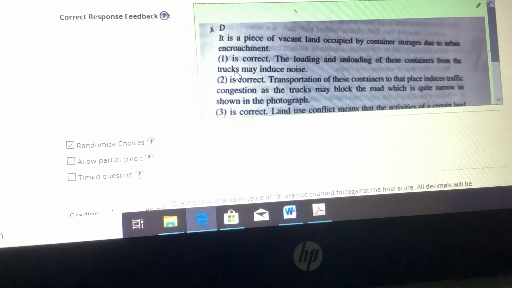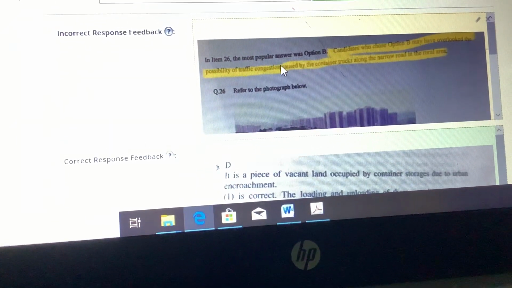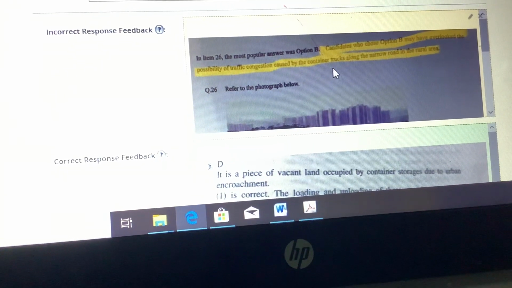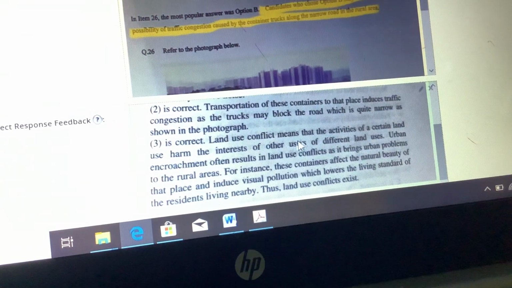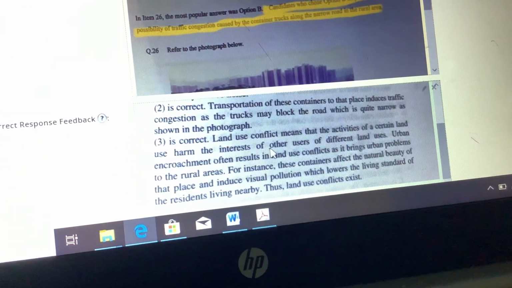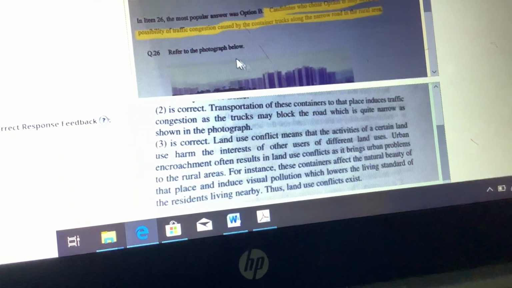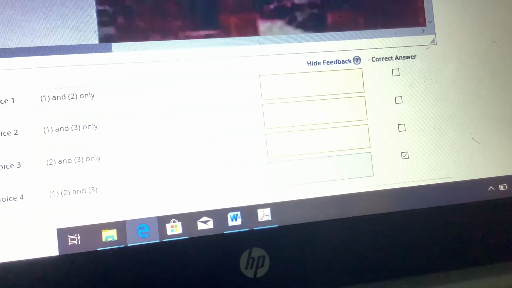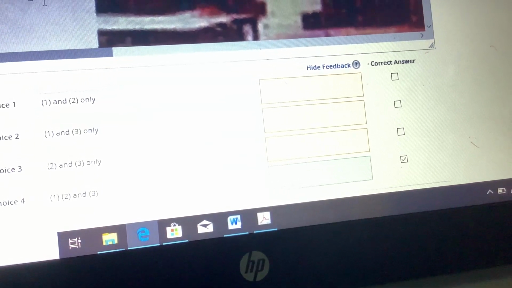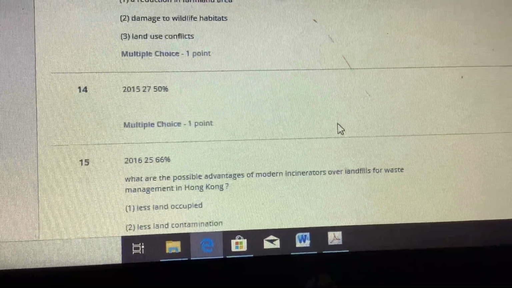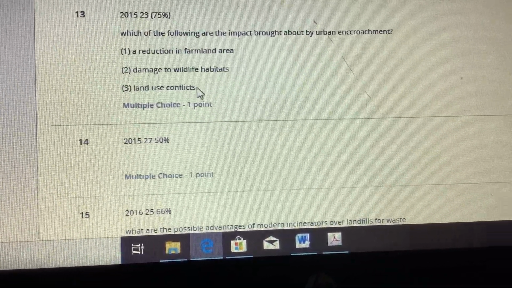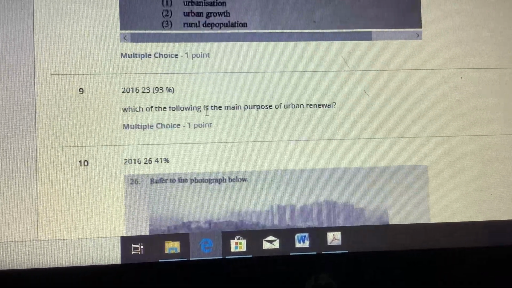Oh, because I thought that land use conflict is about the old building. But generally you can see here that land use conflict means the activities of a certain land use harm the interest of other, different land uses. So this one has some conflict with the surrounding land use. I just thought of the old building, but land use conflict in general can have a wider perspective. So bear in mind, don't just think land use conflict is about the old building.